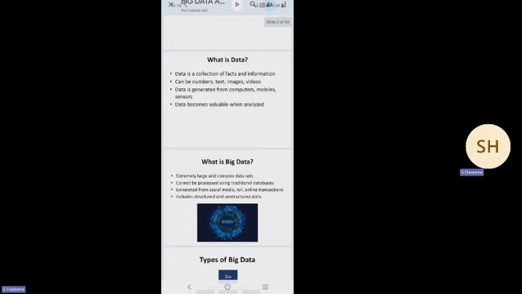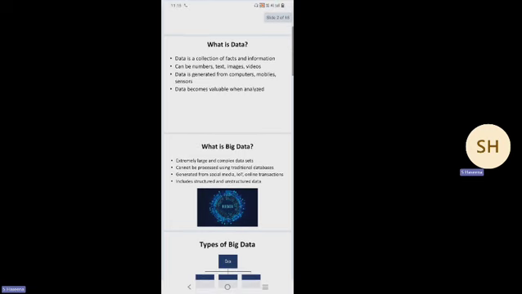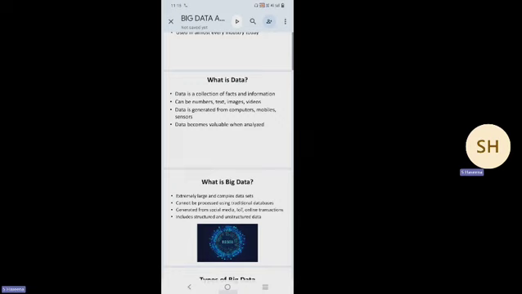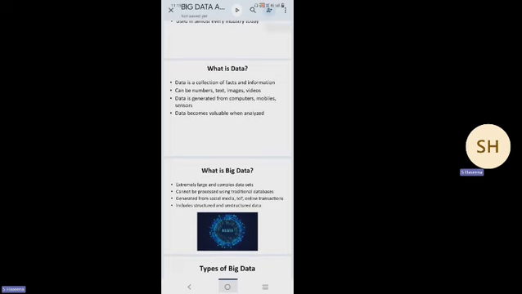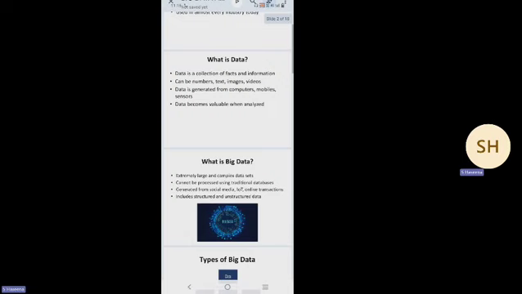So, what is big data? Big data is extremely large and complex data sets. It has a huge amount, and it can't be processed using traditional databases. There are no supportive tools in normal traditional databases. It is generated from social media, IoT, and online transactions, in many formats, including structured and unstructured data.